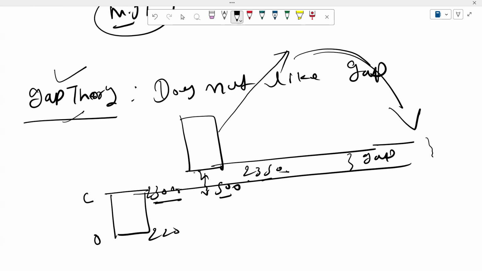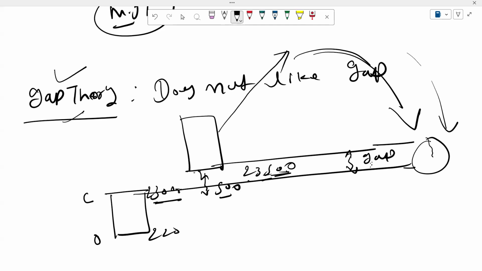Based on gap theory also, people try to identify the trend of the market. So with this gap at 23,500, sooner or later it will try to fill. The market will trade in this zone, and it cannot be that this gap remains unfilled. It will fill either in 1 month, 2 months, I don't know the time frame, but gap theory says that this gap will try to fill, this gap will be filled in the market.